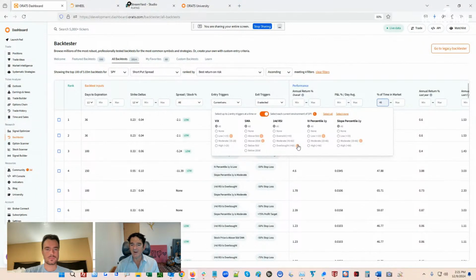RSI is overbought. That's a 14-day RSI. The IV percentile is low, lower than 33. And the slope percentile is moderate. I would have thought that was high, but I think it's been at the highest end of that. So that's where things are now.